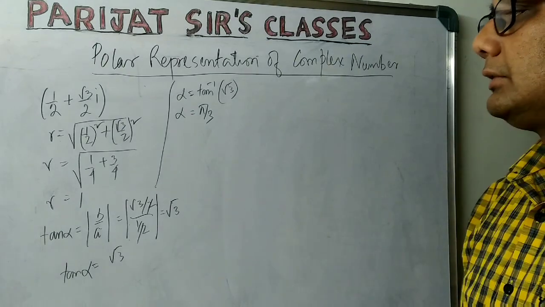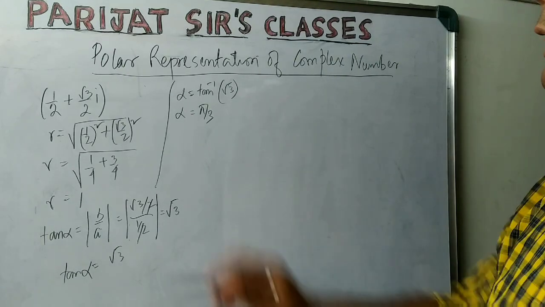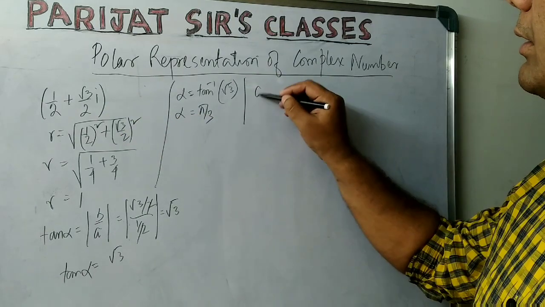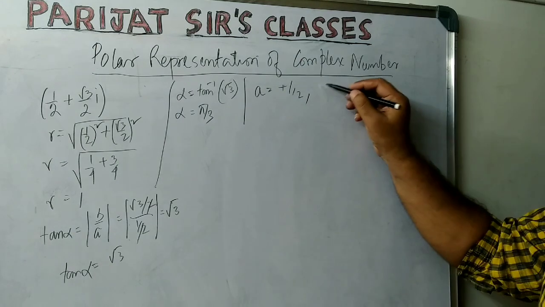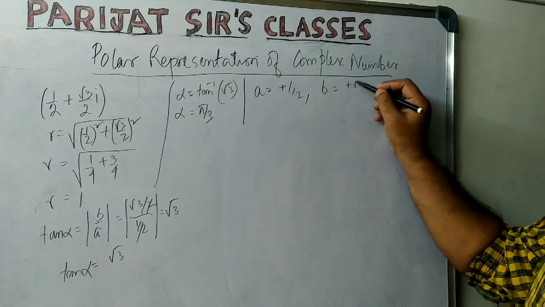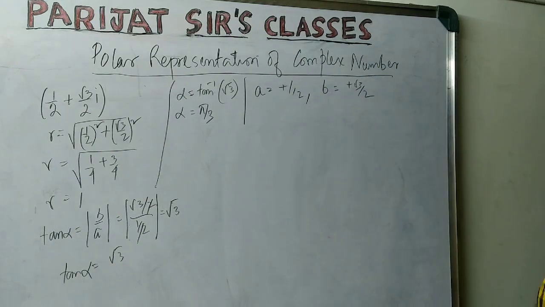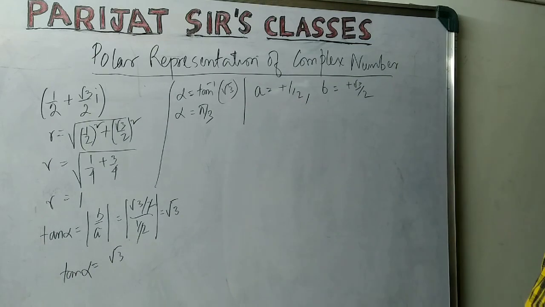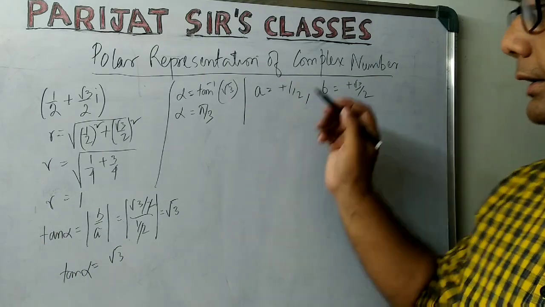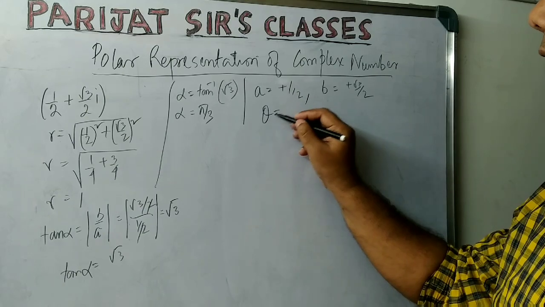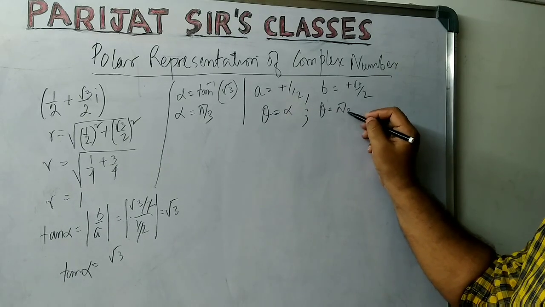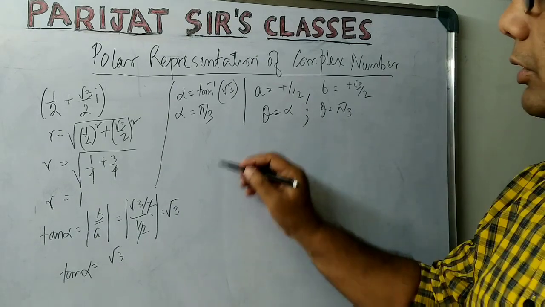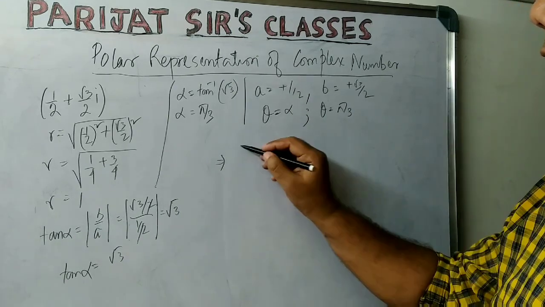So now let us see, I told you that here my a is plus half and b is plus root 3 by 2. So both are plus, so they belong in the first quadrant I showed you, and in the first quadrant theta will be alpha. So here theta will be equal to pi by 3. So my polar representation was what?